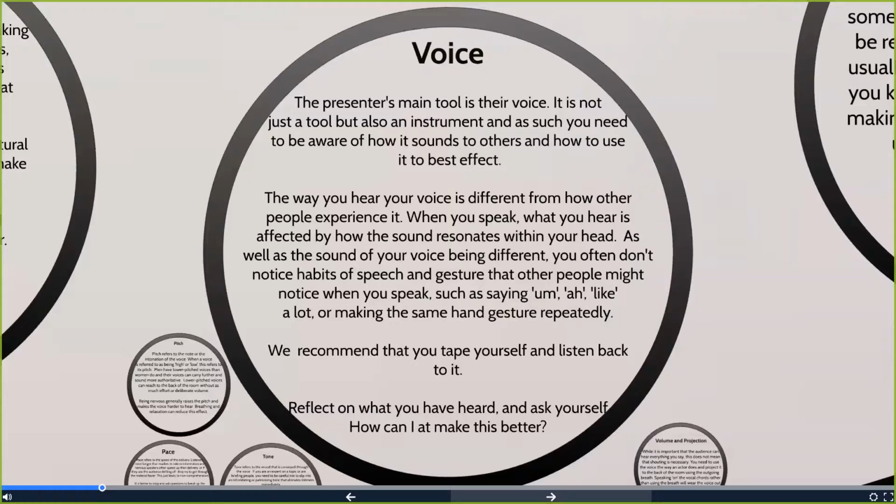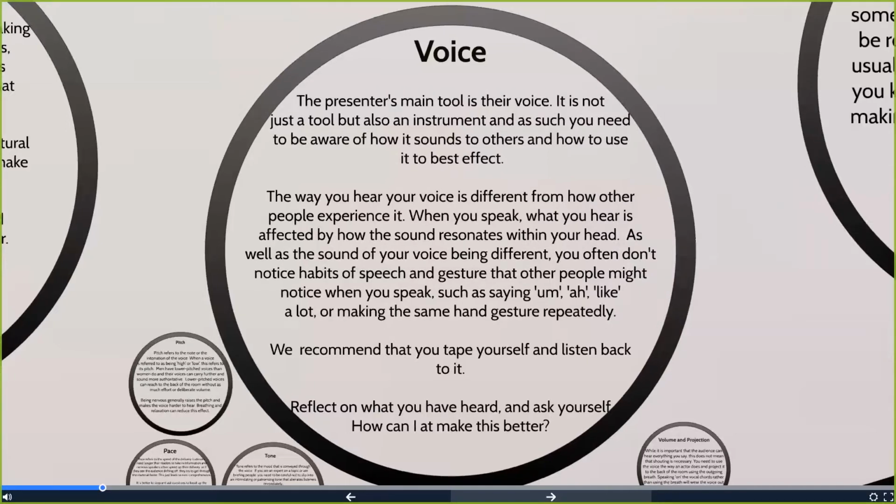So we recommend that you tape yourself and listen back to it. Reflect on what you've heard and ask yourself, how can I make this better? Which is obviously what the other presentation was sort of reinforcing.